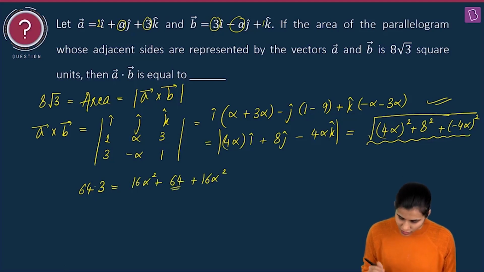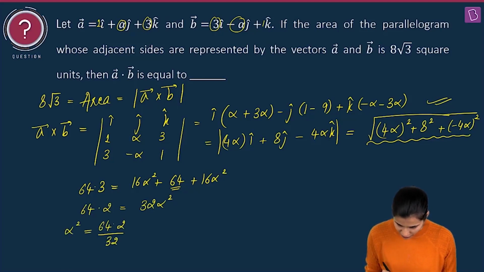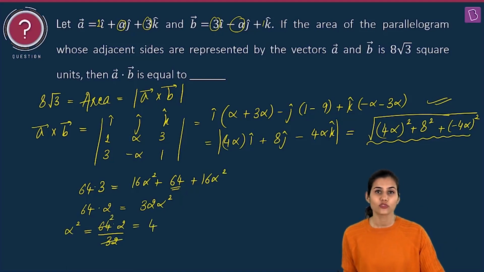So 64, move it on the left hand side. What you are left with is 64 into 2 equals 32 alpha square. So this gives you what? 64 into 2 by 32 is your alpha square. 32 into 2 is 64. So your alpha square is coming out to be 4.